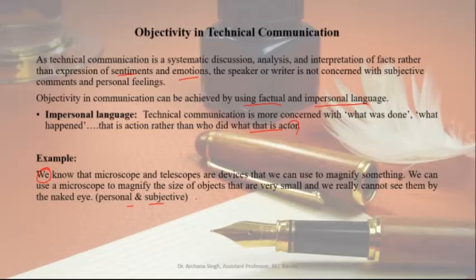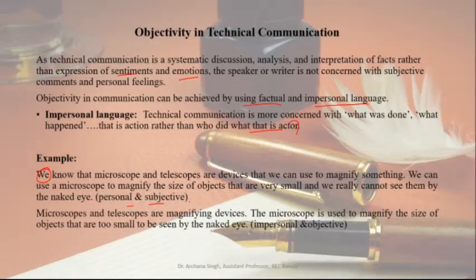You can convert this particular paragraph into an impersonal and objective tone. See how we remove these personal pronouns. Microscopes and telescopes are magnifying devices. The microscope is used to magnify the size of objects that are too small to be seen by the naked eye. So we have removed the personal pronouns and made it impersonal, and instead of giving subjective details, we are giving only objective and to-the-point information in these two lines. So these three lines can be cut short to two-line sentences, and this information is precise, clear, impersonal, and objective.